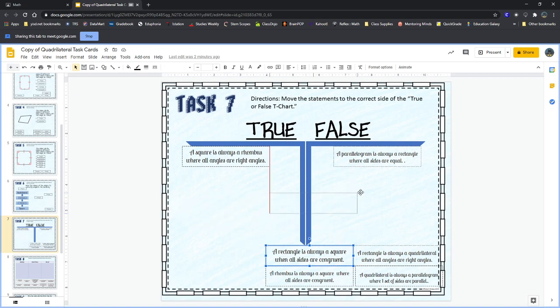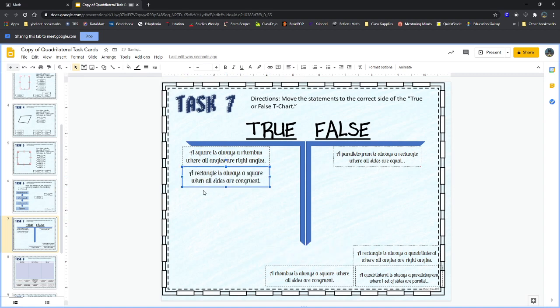I need to figure out, where do I put this? Is it true or is this false? Noah, what do you think? Is it true or false? A rectangle is always a square when all sides are congruent. I think it's false. This one, because of the way that they wrote it, is actually true. The reason what makes this true is one word, Noah.